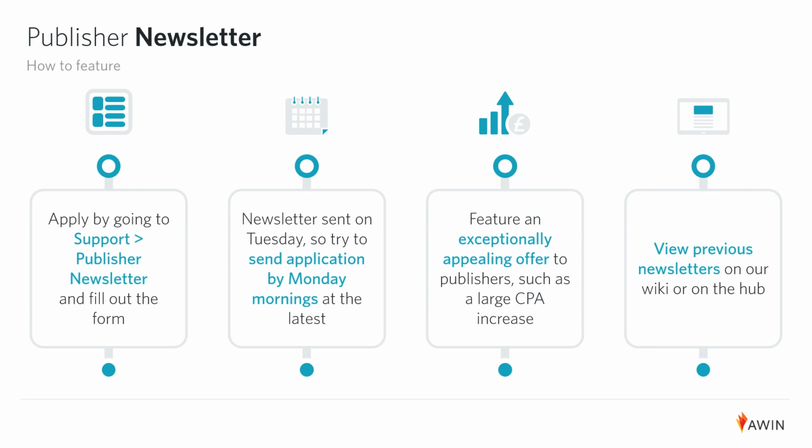Another way to reach out to publishers is to be included in Awin's publisher newsletter. It's best to offer exceptionally strong CPAs or big, strong offers if you would like to be included. If you would also like to see examples of previous newsletters, these are available on the wiki or within the Hub.